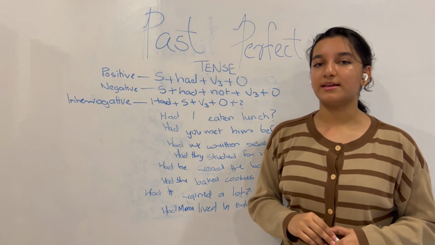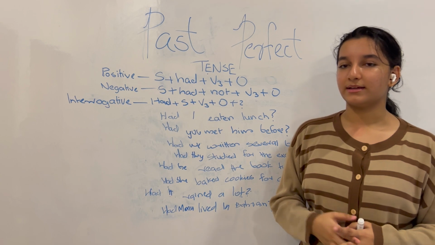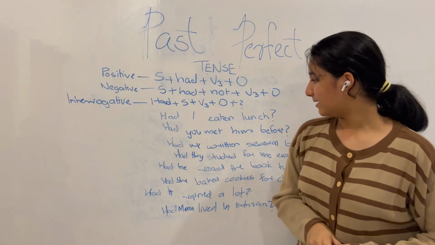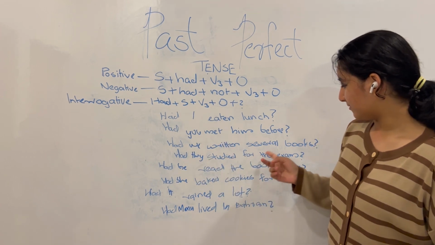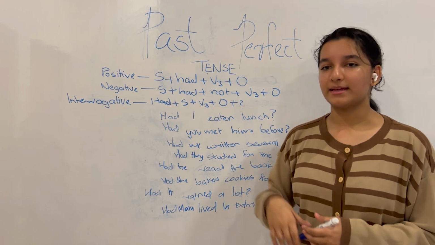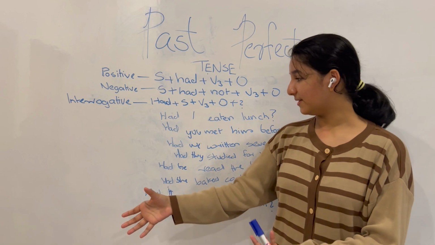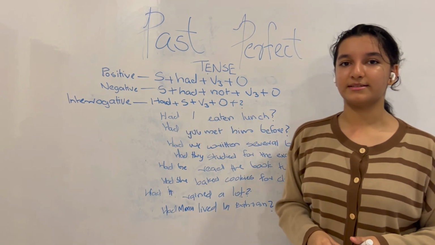And as you can see here, all of these are now asking about an action. They're asking, had this happened? Let's take this for example, had they studied for the exam? It's asking, had they done this action in the past? Has it happened? And that is all for interrogative sentences.